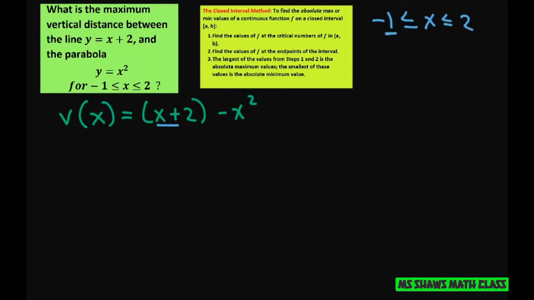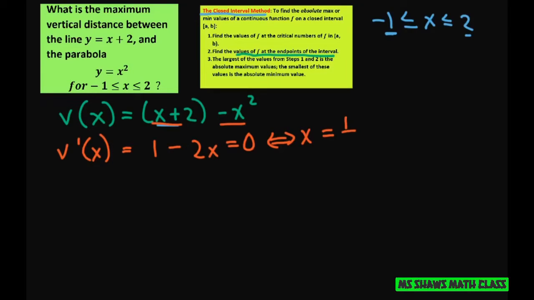Since these are included, I'm going to use the closed interval method to find the critical numbers and evaluate the endpoints of the interval to see if those would be a maximum. We could tell by the graph that they're not, but we'll do that. So let's take the derivative of our vertical distance function, and we're going to get 1 minus 2x. Set this to 0, and when you solve, you're going to get our critical number is 1/2.